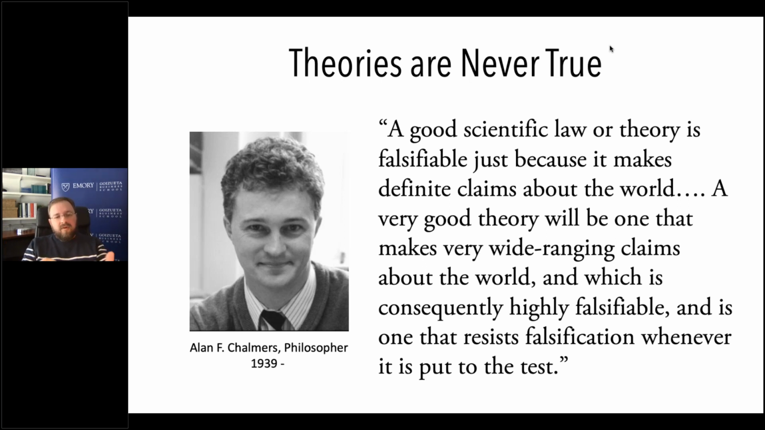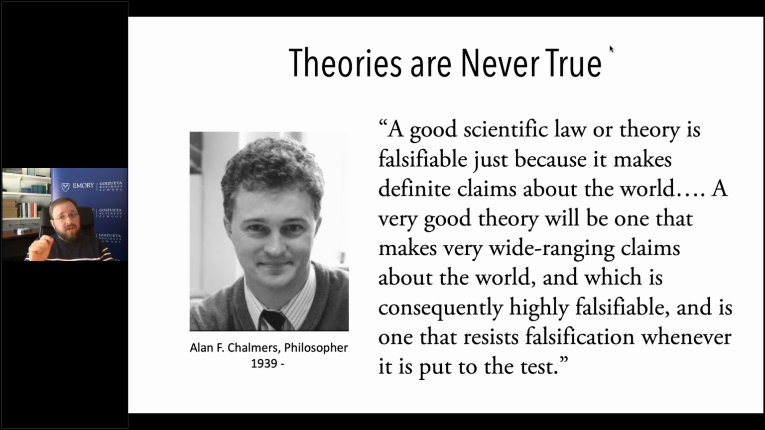So this is a quote from a philosopher who's kind of a philosopher of science. He thinks about the way that science should be used. Chalmers said, "A good scientific law or theory is falsifiable just because it makes definite claims about the world." So in other words, if you make a hypothesis, that hypothesis by its very nature is falsifiable. In other words, it must not be true sometimes in order for it to be a good hypothesis. "A very good theory is one that makes wide-ranging claims about the world and which is consequently highly falsifiable." In other words, it's making a lot of specific predictions, any one of which could prove to be not true or accurate. "And it is one that resists falsification whenever it's put to the test."